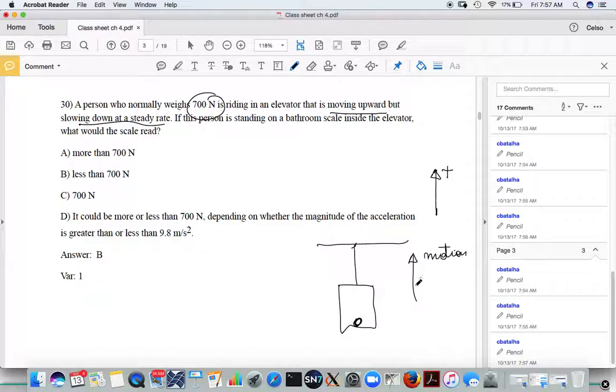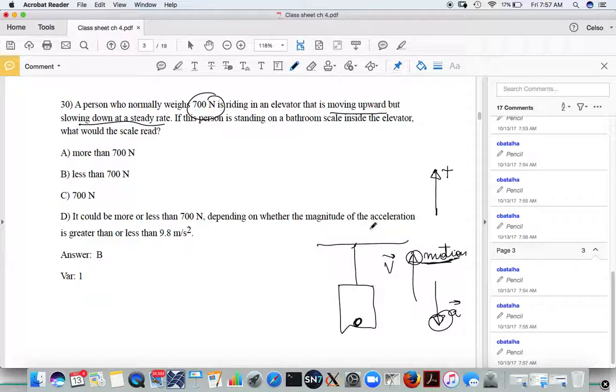But it's slowing down. If it's slowing down, it means there is a downward acceleration. Since velocity is always in the direction of motion, the direction of the displacement vector, if it's slowing down, the acceleration must have the opposite direction. So you look at these two arrowheads here, they must oppose. So if you are talking about a deceleration.